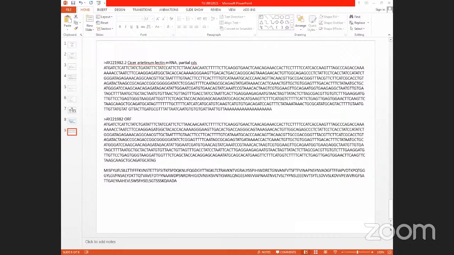So if you remember, we took a gene, AY221982, and we checked the length. The total length was 972 base pairs. When we used this 972 base pair sequence in the ORF finder, we got ORFs of different sizes, and among them we picked the ORF which has 807 base pairs, and that 807 base pair ORF gives you a protein of 268 amino acids.